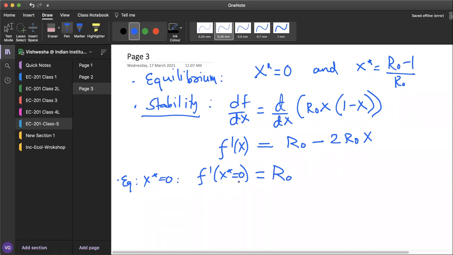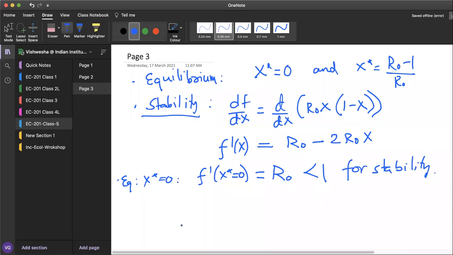Okay, so f prime of x star at x star equal to 0 is R0. So what is the criterion for stability? R0 must be less than 1. Does that make sense intuitively? So the extinction is a stable equilibrium when R0 is less than 1.